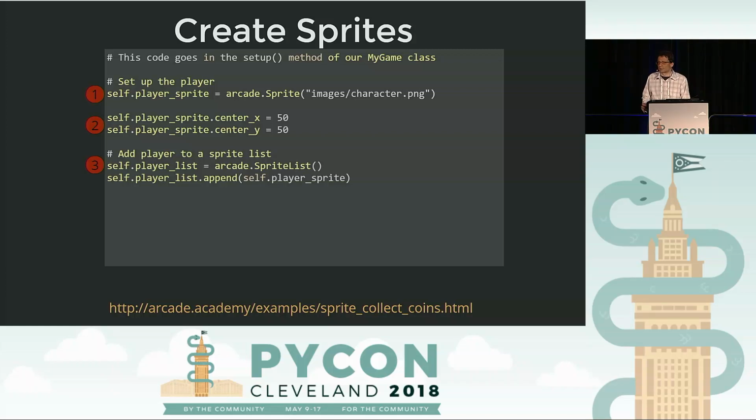It's easy to write code to create a sprite. Section 1 here creates the sprite. All we need is an image on the disk. We give it the path to the image on the disk. Optionally, we can also give it a scaling factor. So if the image on the disk is too big or too small, you can scale it up and down. Section number 2 positions the sprite. And 3, we add the sprite to a sprite list.